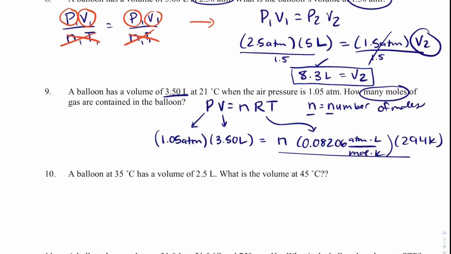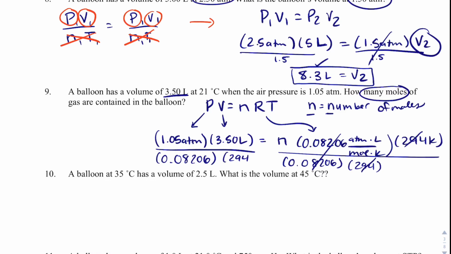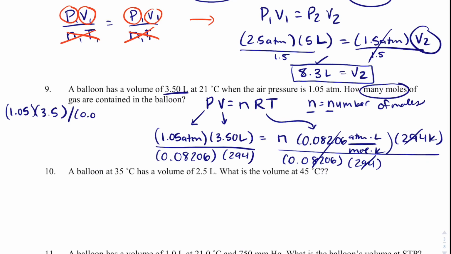So the math here is we need to isolate our variable N, 0.08206. That'll get those to cancel. We got to do that on both sides though. And then divide by 294. And so I'm going to plug this exactly how it looks into my calculator. And if you're using one of those scientific calculators, here's what I would plug in. 1.05 times 3.5, and I would just use the parentheses just like so, divided by 0.08206, and then another division sign just to keep this 294 in our denominator.